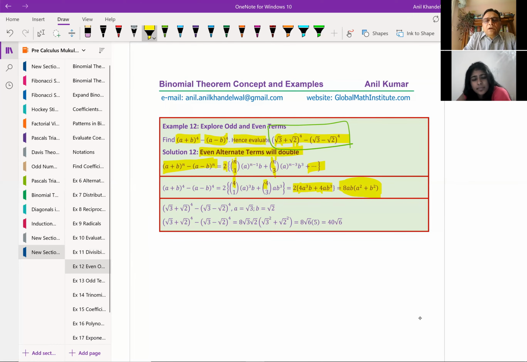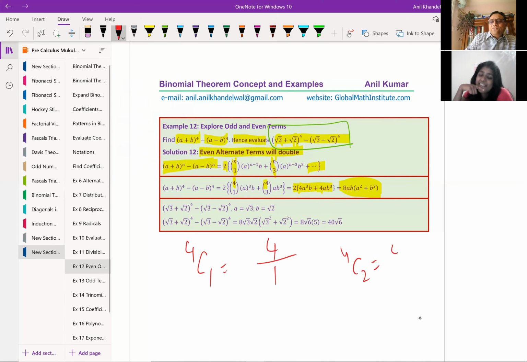So basically, nC1 is 4C1 in our case, since we are working with the exponent of 4, right? And 4C1 is just 4, correct? Because only one number you have to write: 4 times 3 times 2 over 1 times 2. Do you see how easy it is to work? So don't think much about it.